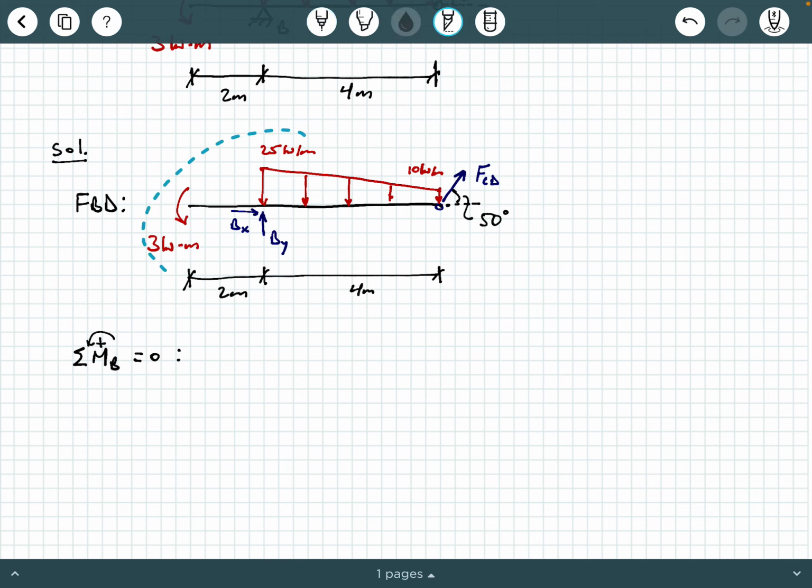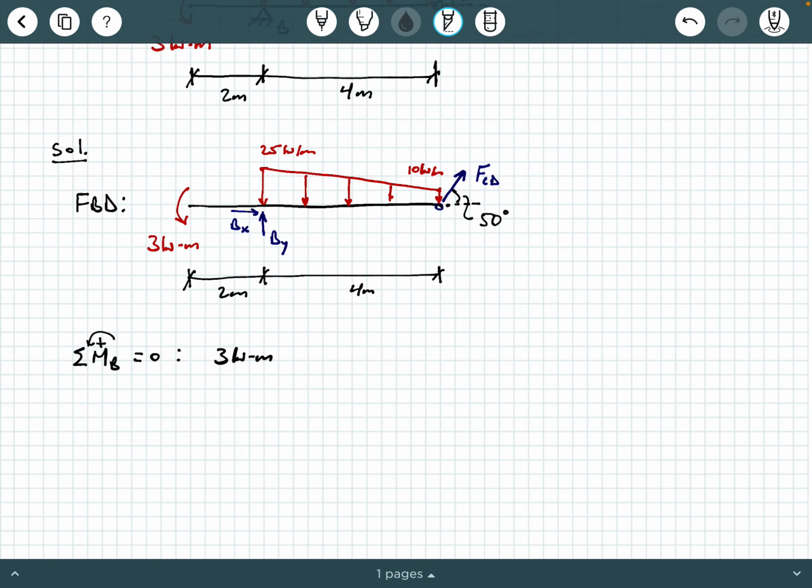So looking at this free body diagram, we're going to sum up all the moments that generate a tendency of rotation about point B here. So moving from left to right, we're going to have the positive 3 kilonewton meters. This is an applied moment, so it is going to show up in that moment equilibrium equation. Bx and By do not show up in this equilibrium equation because we are summing moments about point B, and Bx and By are at point B, thus they do not generate a tendency of rotation.